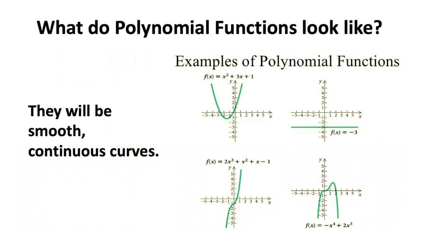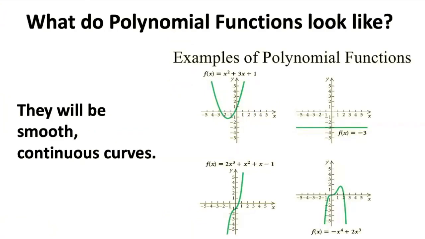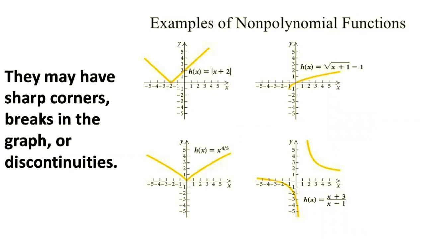They're very well behaved. They're smooth, continuous curves, or as you see in the case of f of x equals -3, a constant function is also technically a type of polynomial. It's a polynomial where the variable has an exponent of 0. In each case, I could trace the graph starting at the left all the way to the right and never need to lift up my pencil. That's what continuous means.